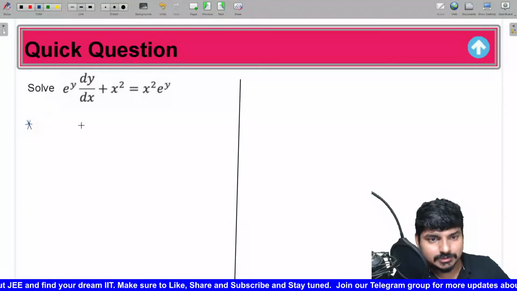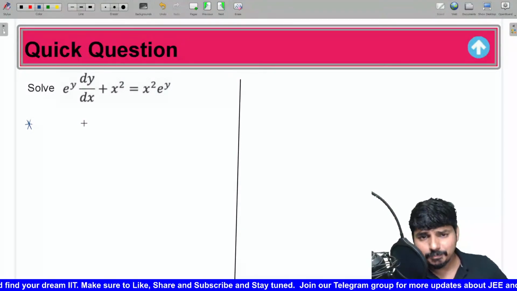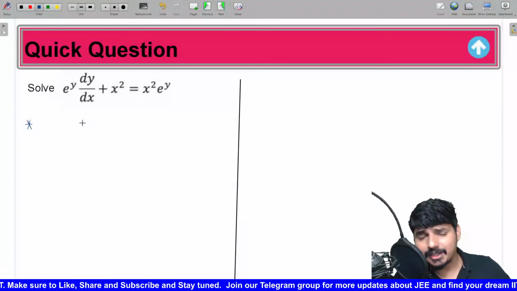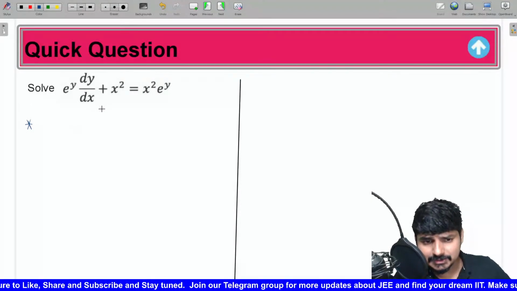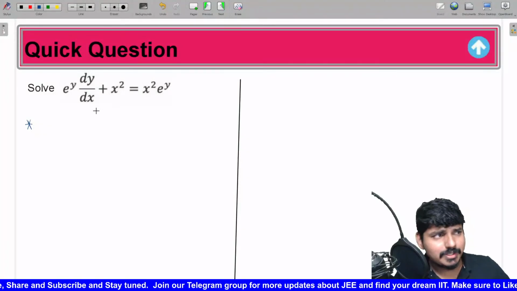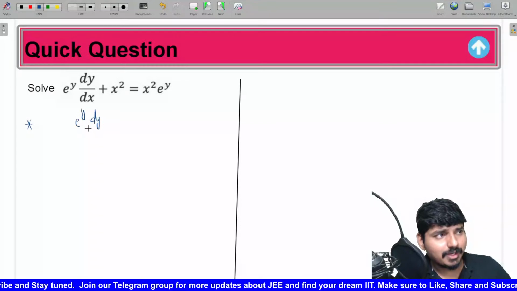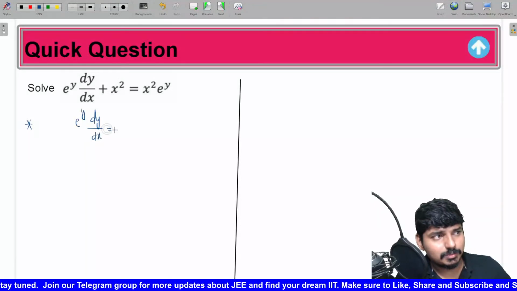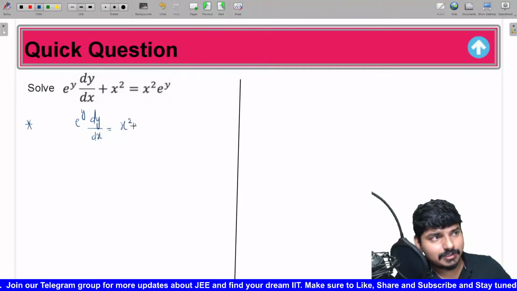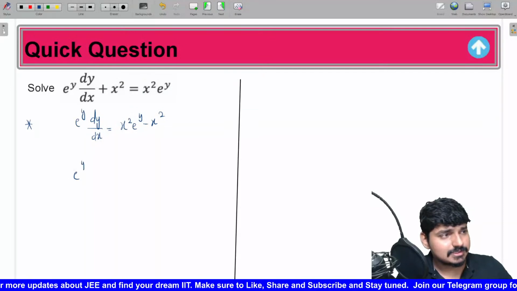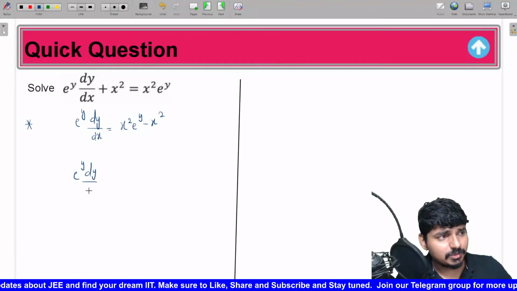carefully. How do we do this question? So first you see whether I'm able to write all the y terms along with dy and all the x terms along with dx in this case. Can we do that? अब देखो यहाँ पे, well, let me try it out. e raised to y into dy by dx equal to, guys, I can take x square into e raised to y minus x square.